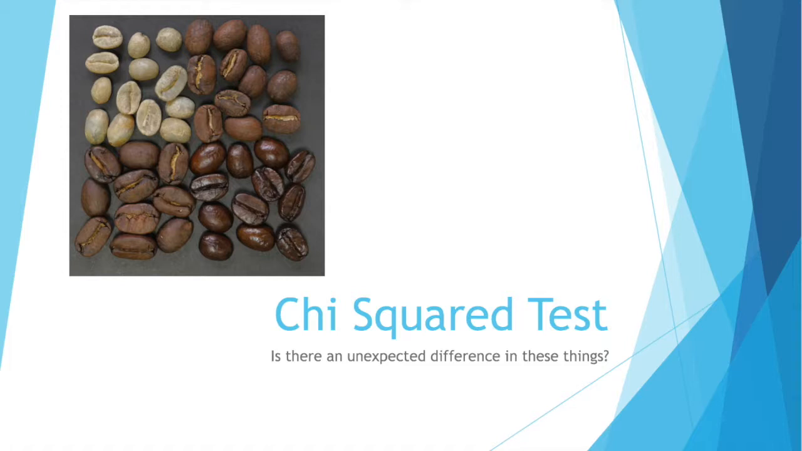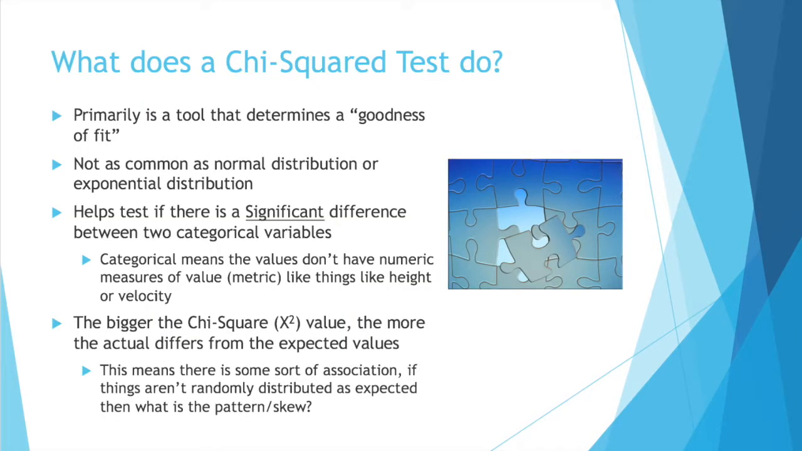Today I'm going to be talking about the chi-squared test. Is there an unexpected difference in these things? What does a chi-squared test do? And it is chi, not chi. Kind of similar to frats, you pronounce it chi.